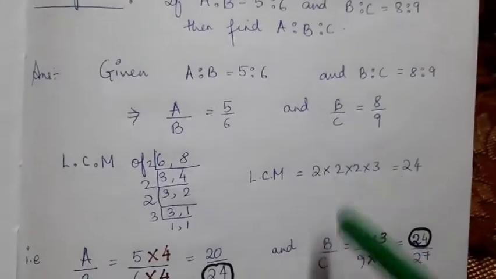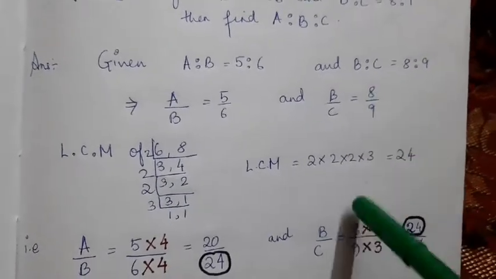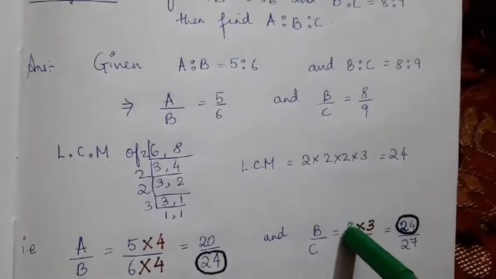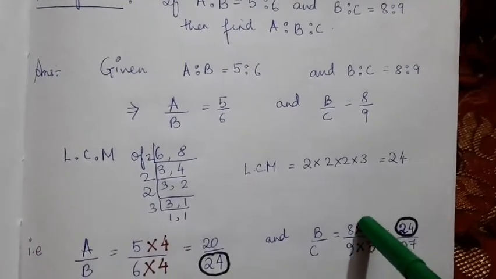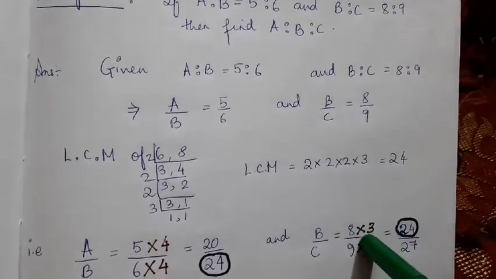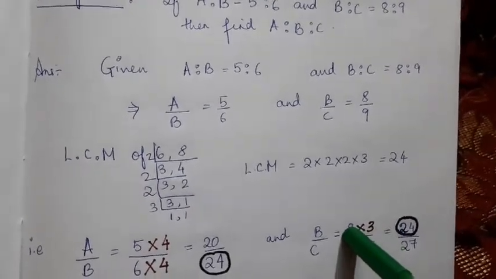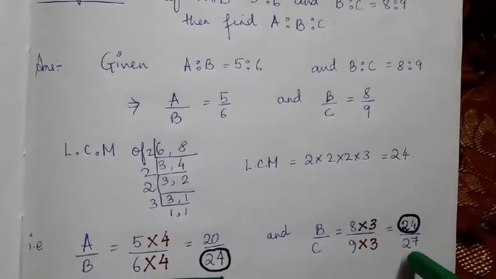Now, I move on to B by C. Now, in B by C, I have to make 8 also 24. How can I make 8 into 24? If I multiply 8 with 3, it becomes 24. Now, when I am multiplying the numerator with 3, I have to multiply by that same digit in the denominator as well, with 3. So, 8 into 3 becomes 24. 9 into 3 is equal to 27.